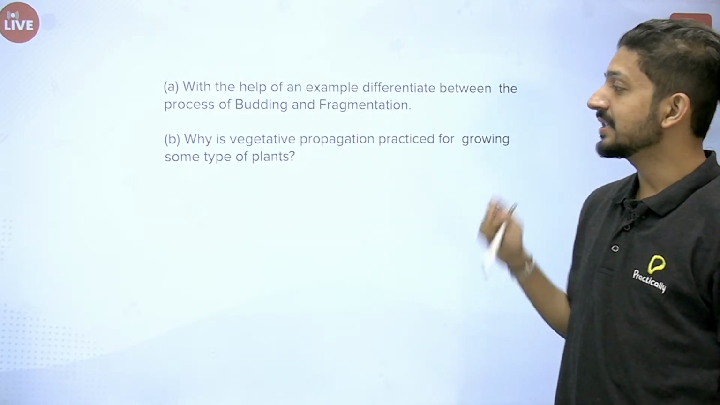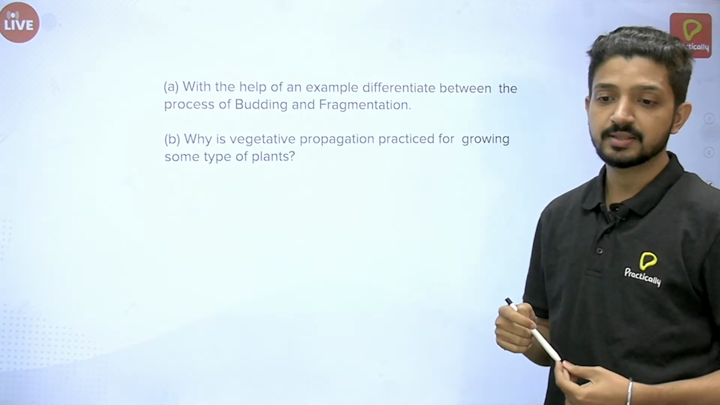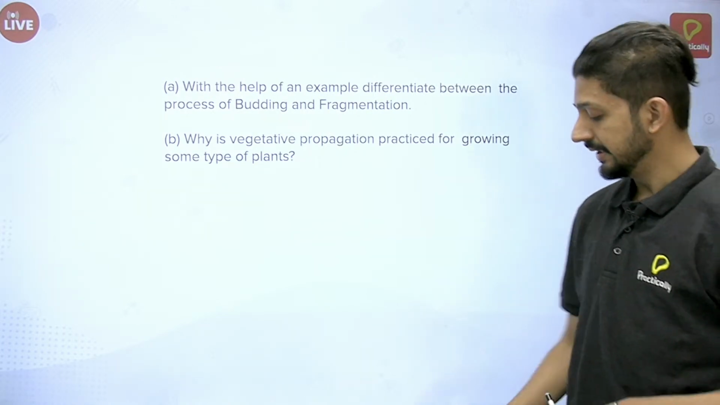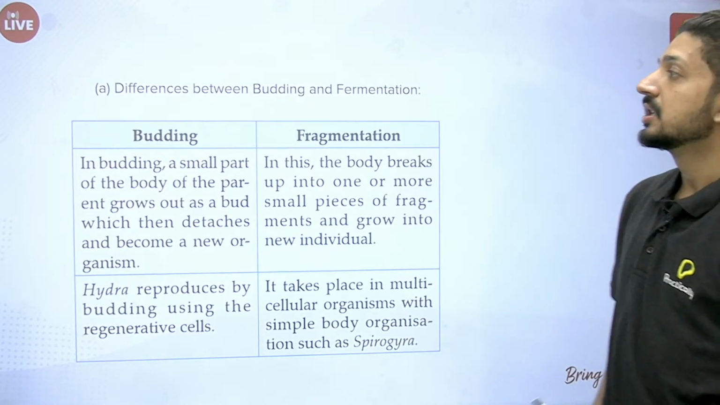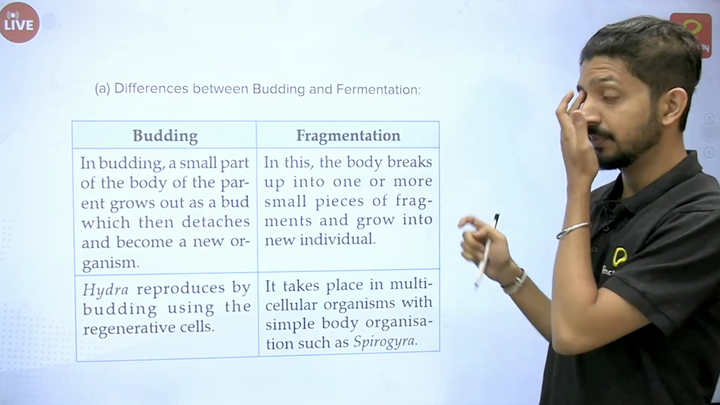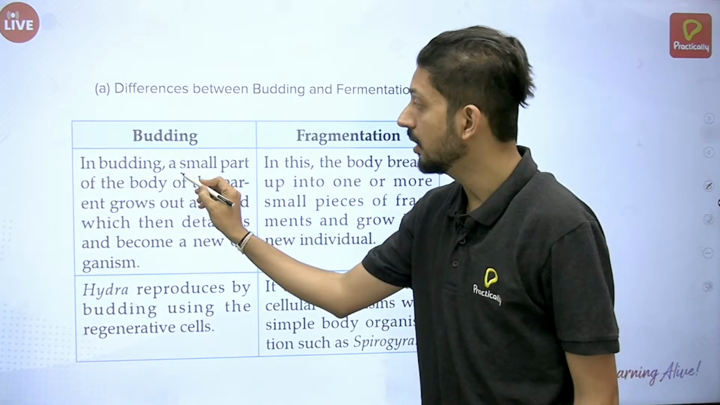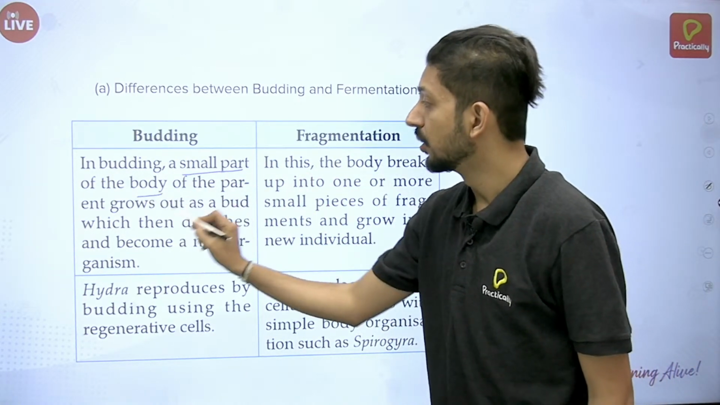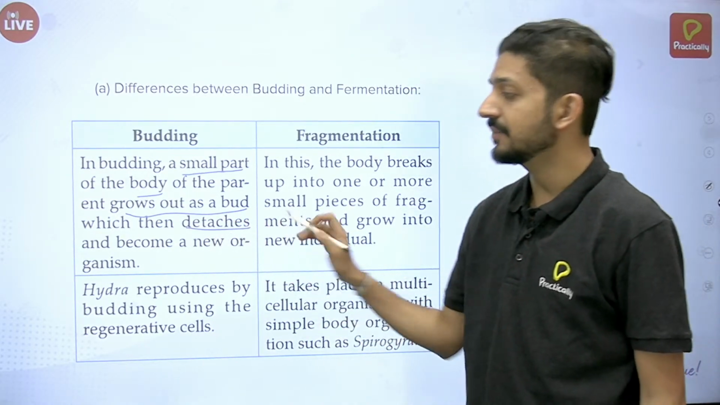Part B is: why is vegetative propagation practiced for growing some types of plants? So let's see how to answer this question. So here are the two main differences between budding and fragmentation. As we know, in budding, a small part of the body grows out as a bud, which then detaches and becomes a new organism.